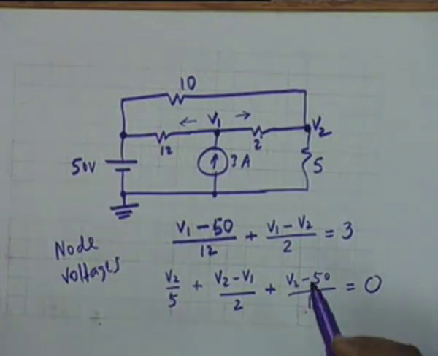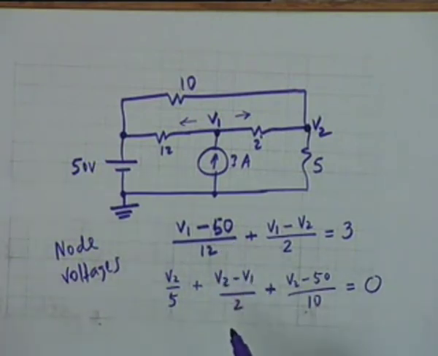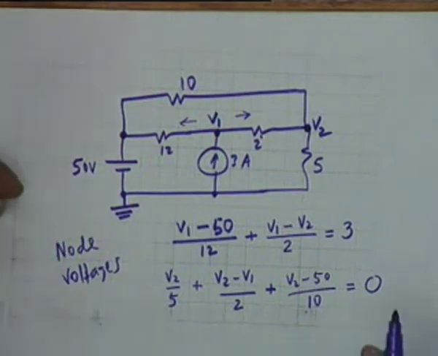Therefore if we clear this of fractions, we shall get two equations in V1 and V2, which we can now solve for. Do you want me to carry out this algebra, or we can skip it? I want to know the answer though next time.